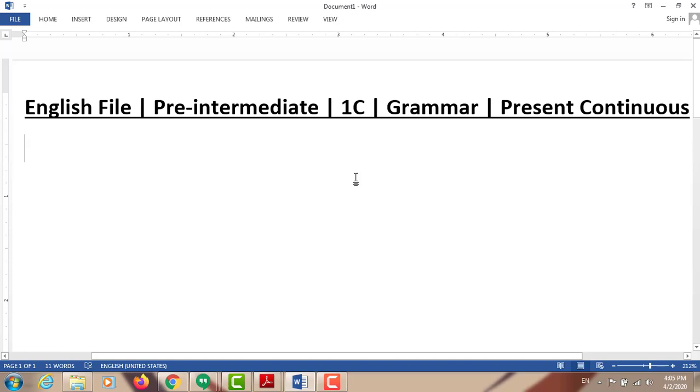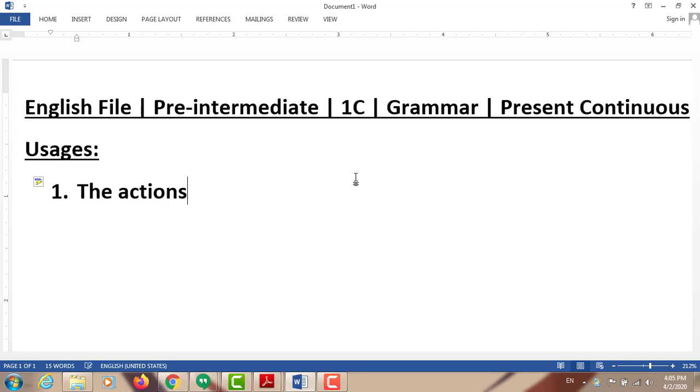Okay, so first of all, there are many uses for this one. So the usage of present continuous, maybe you know present continuous because it's easy. We talk about those things. So firstly, present continuous talks about the actions that are in progress now.